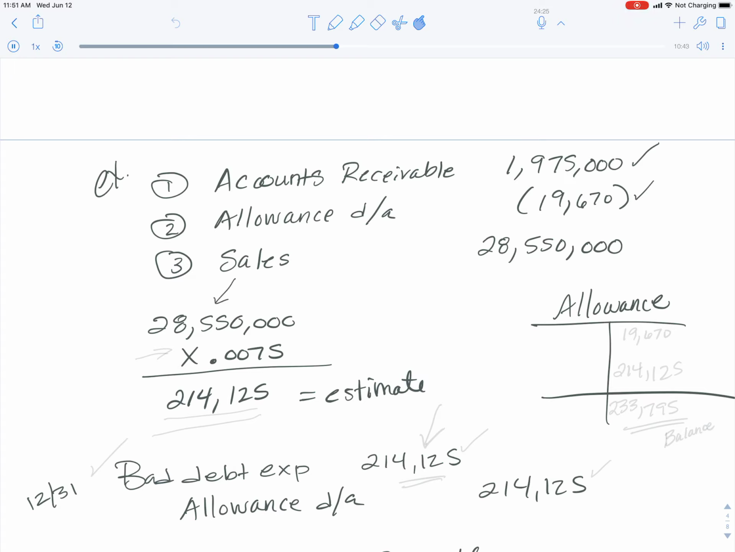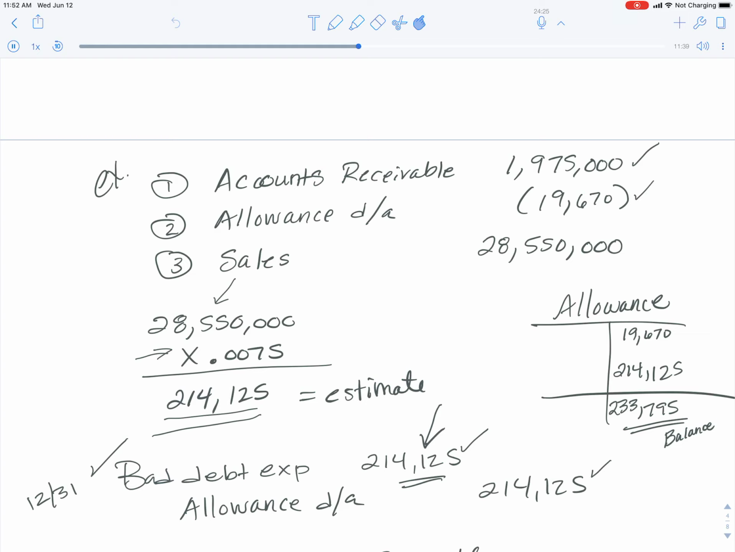And so we will take their sales, multiply it times the percentage, and we will come up with the estimate for bad debts. And then we will record the entry just like we did previously, which is at 12/31 year end. So we're going to record bad debt expense of $214,125 and put it in our bucket, allowance for doubtful accounts. Now, there is already a balance in our allowance for doubtful accounts of $19,670. That just means we didn't use all our bucket last year, and we just added more to it. So our new balance in our allowance for doubtful accounts is $233,795. So that is the new balance in that account, but we hit bad debt expense with our estimate that we calculated. Okay?